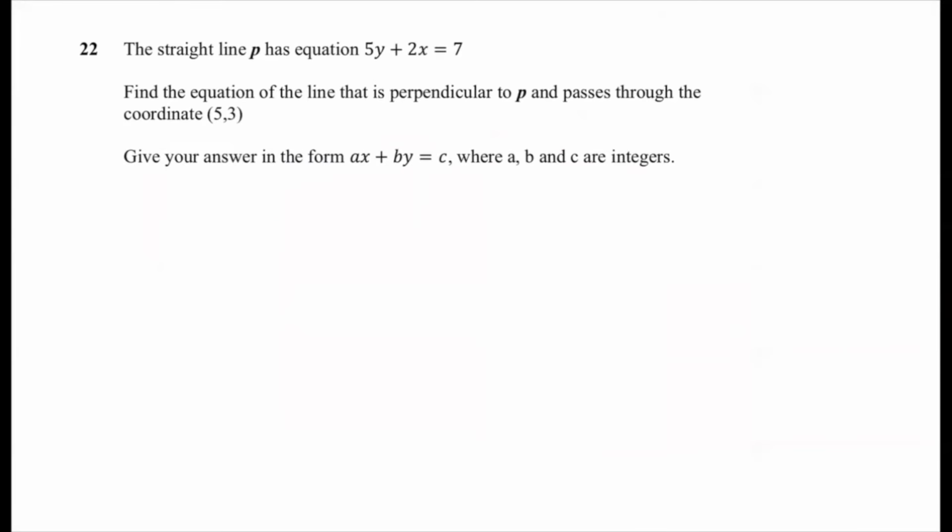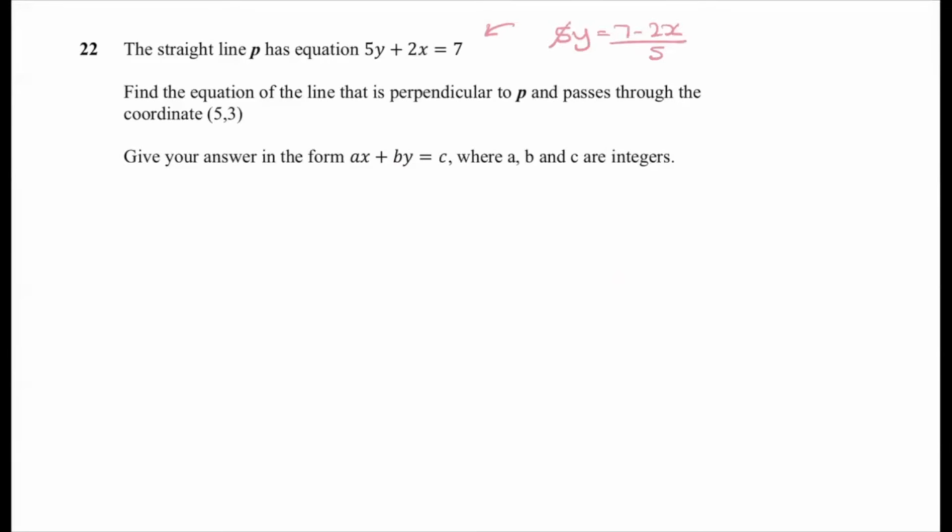Okay, we've got a straight line. We've got the equation 5y plus 2x equals 7. We're being asked to find the equation of the line that is perpendicular and passes through coordinate 5, 3. We've also got to represent our answer in a particular form, so we need to be mindful of that when we do get to the end. So the first thing I need to do is rearrange this equation so that I can work out its gradient.